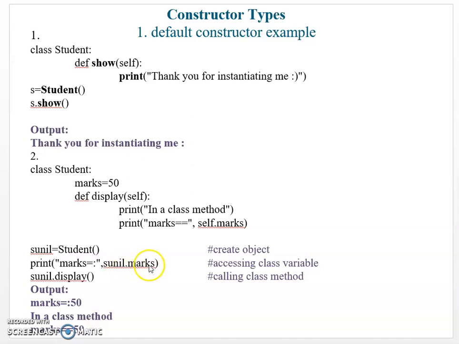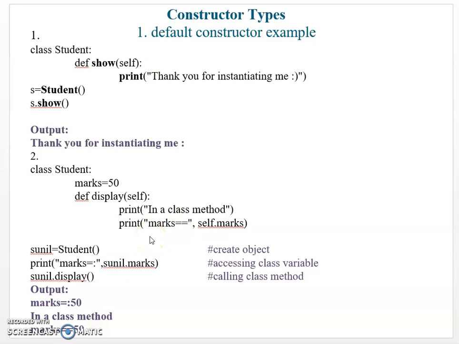So Sunil.marks will print 50 on the console, and then again I am calling the method of the class. So Sunil.display method will call the display method and print "in a class method" on the console, and marks equal to self.marks, the self.marks will be printed on the console, that is 50. So this is the example of the default constructor.